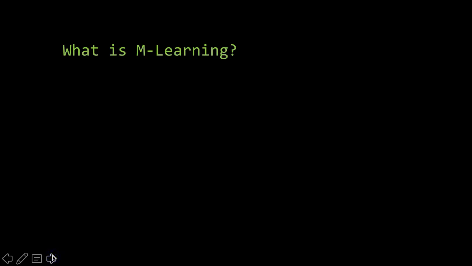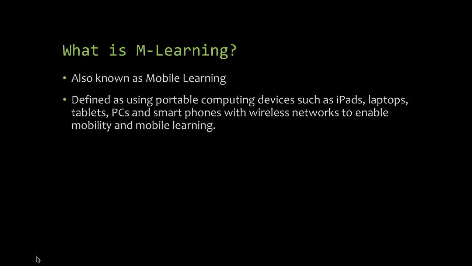M-learning. What is M-learning? M-learning is also called mobile learning. It is when a person uses a portable device to access learning and information to assist in the learning process. The device can be anything that the person can connect online with. Some examples are iPads, laptops, other tablets, smartphones. Basically, any technology that can connect to the internet can be considered a mobile learning device.